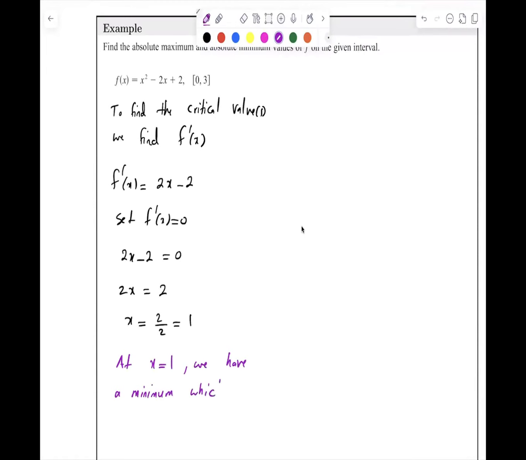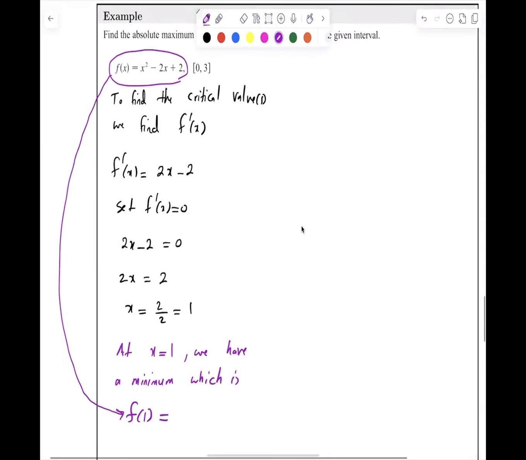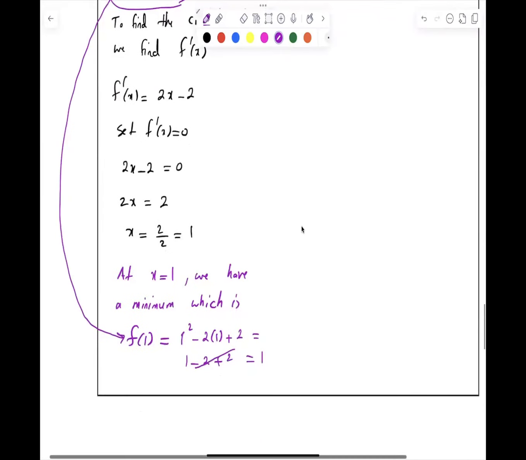which is f of 1. But I'm using this function, right? Here we go. And 1 belongs to the domain, so we don't have any issue. You're going to have 1 squared minus 2 times 1 plus 2, or 1 minus 2 plus 2, these two get cancelled out, you get 1 back. So the minimum value of the function is 1.